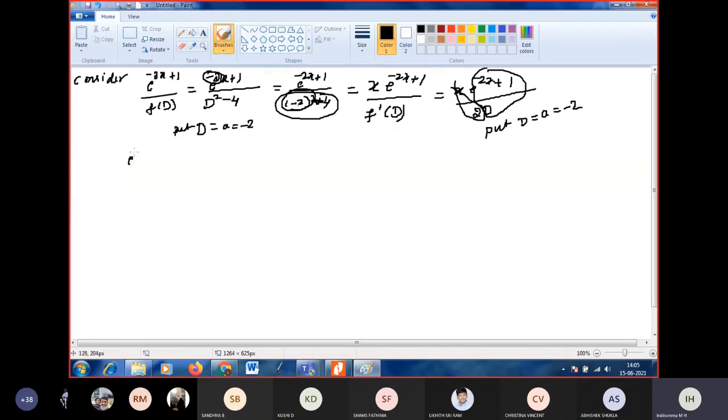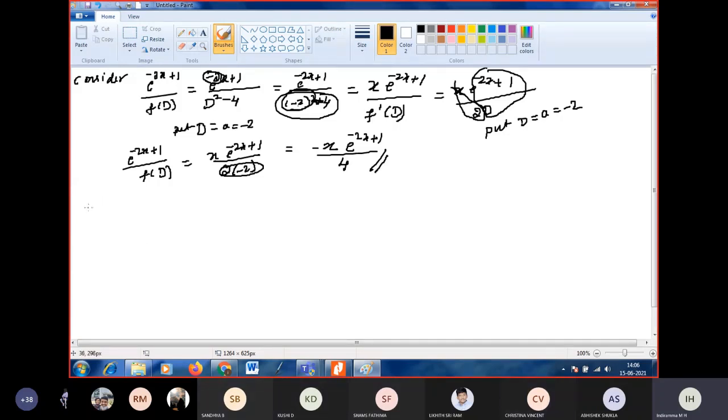Therefore we obtain e power minus 2x plus 1 divided by f of D, which is equal to x into e power minus 2x plus 1 by 2 into minus 2. So 2 into minus 2 is what? Minus 4. That minus I will keep in the numerator. Minus x into e power minus 2x plus 1 divided by 4, I got. Okay, did you clear this one? Yes, ma'am.